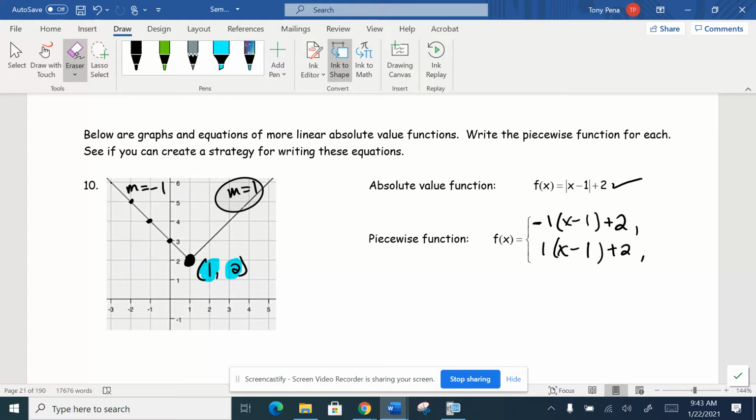Let's do our quick domain here. So this line starts at 1, and we're anywhere to the left of 1. So as long as we are left of 1, so less than or equal to 1. And then the right-hand line starts at 1, and we go right forever. So anywhere greater than 1.